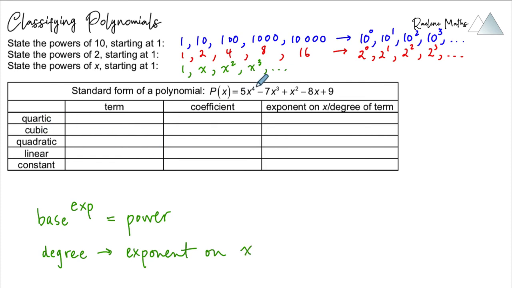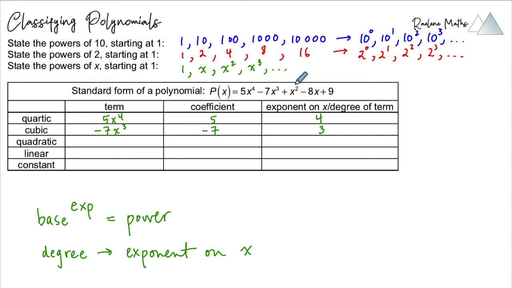We take a look at the first term, which is 5x to the 4, and that would be our quartic or degree 4 term. The coefficient is 5, and the exponent or the degree is 4. The next term is the cubic term, and it involves the sign as well as the coefficient, the x and the exponent. The coefficient is negative 7, and the degree of the term, or the exponent on x, is 3.